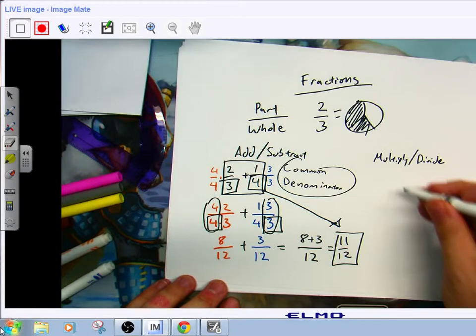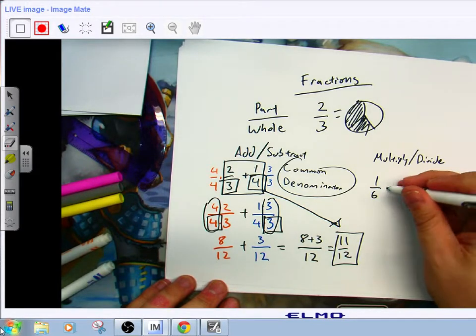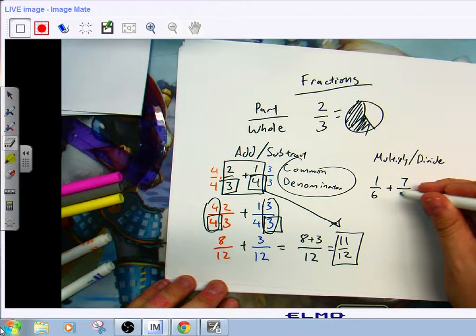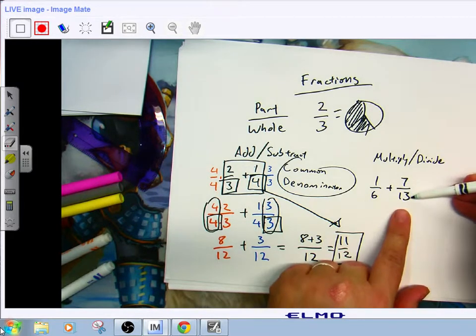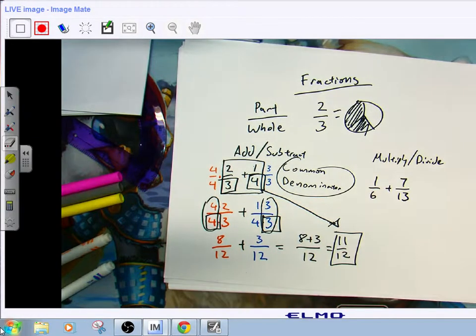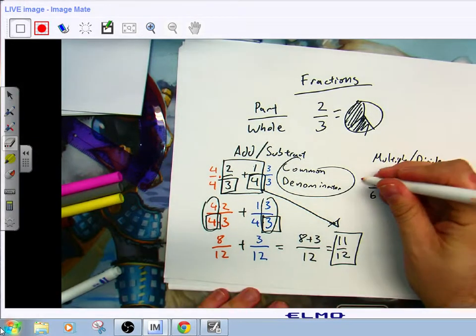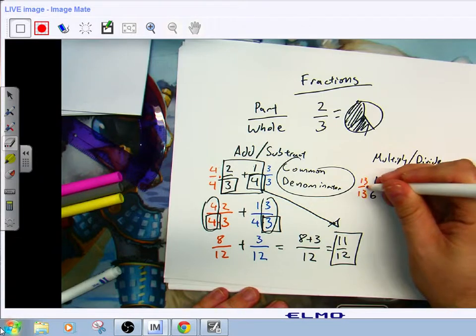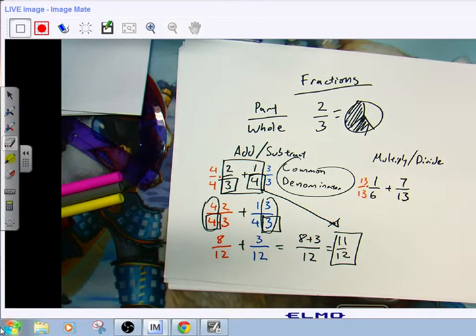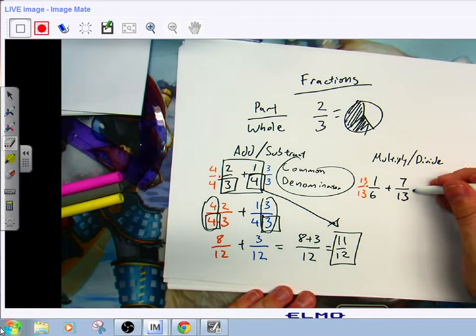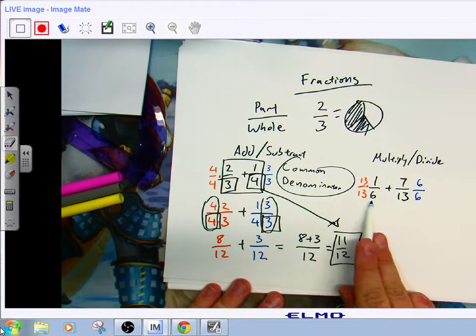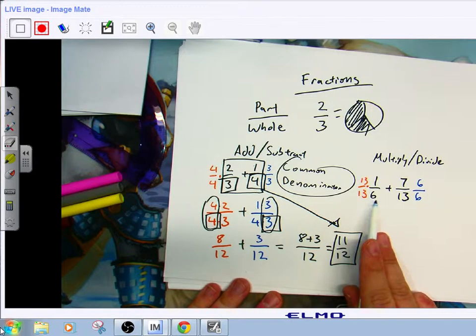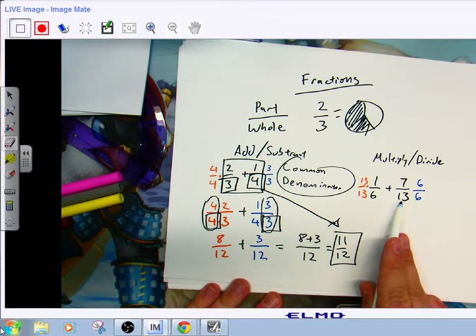All right? So if I had 1/6 and I was adding like 7/13, what I'm going to do here is I see that since this is 13, I'm going to multiply this one by 13/13. Multiply that there. And since this is 6, I'm going to multiply this by 6/6. I am choosing that 6 because it's the denominator of the other term. I am choosing that 13 because it's the denominator of the other term.